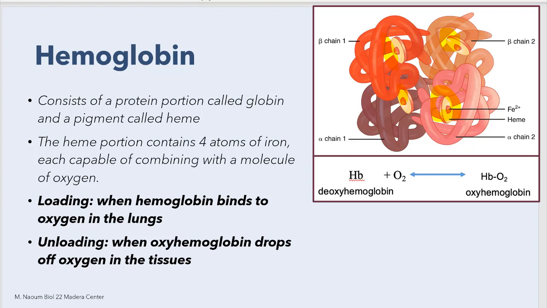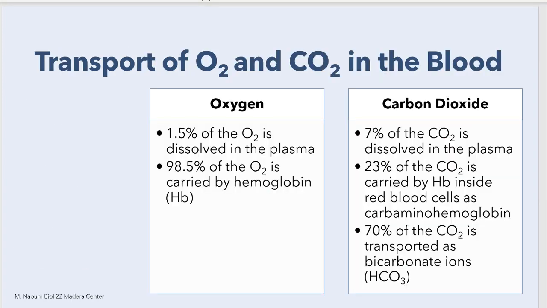When it's unloading, that means the oxygen has dissociated from hemoglobin and it's dropped off in the tissues, and now the hemoglobin is called deoxyhemoglobin. So proceeding to the right of the reaction here, we call that loading, and proceeding this way, we call that unloading. And for oxygen, around 98% of the oxygen is bound this way. This is how it's carried in the blood. It's stuck to hemoglobin. Only a very small portion of it is dissolved in the plasma.